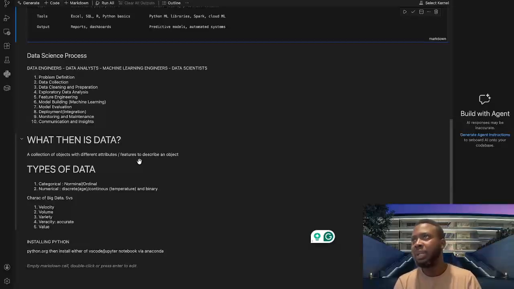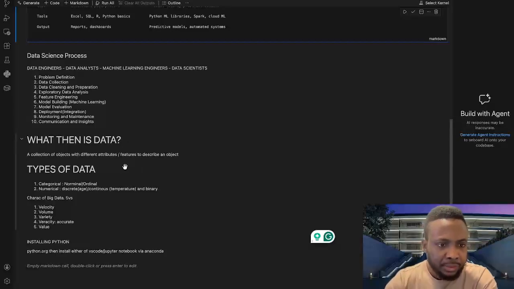So it's simply collecting features to describe an object. The car is red, the car has four tires, and the plate number is green. Those are information. It describes the object. You collect features and attributes to describe an object. So that is what data is.